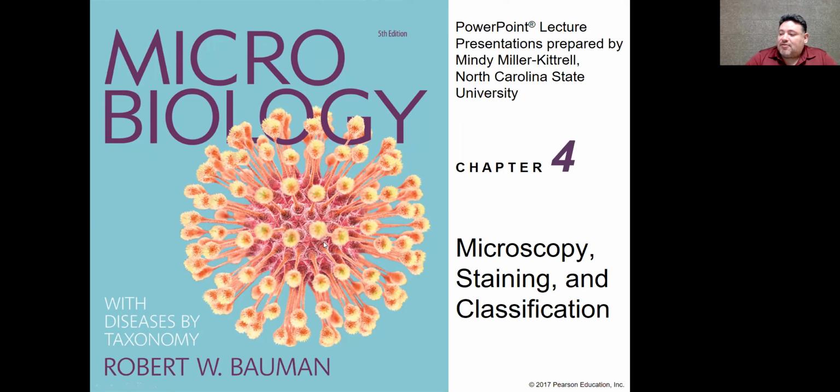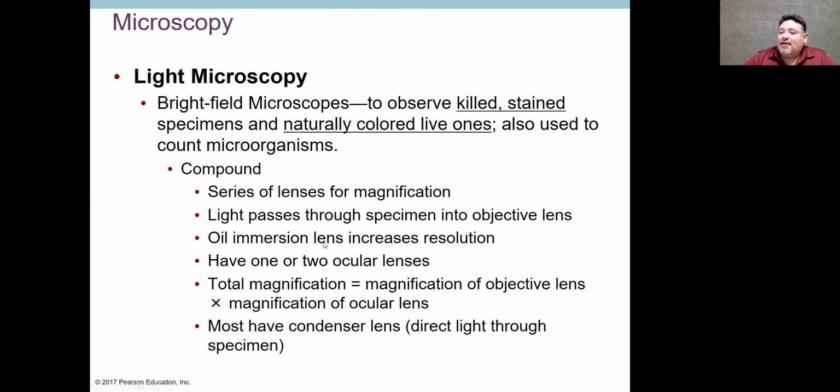Okay, we're going to start talking about the different types of microscopes. The bright field microscope. The bright field microscope is what you and I typically use in the laboratory. It has a bright background, and you can only look at things that are either naturally colored or are dyed. We've killed them and we've stained them the way that we have done in the simple and differential stains. So we're looking at killed and stained specimens.